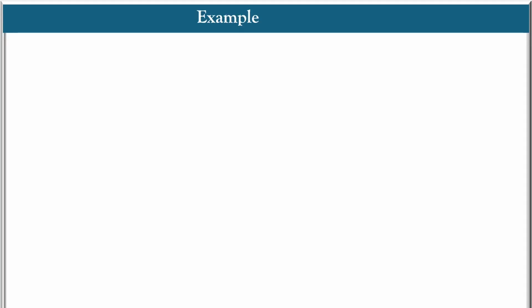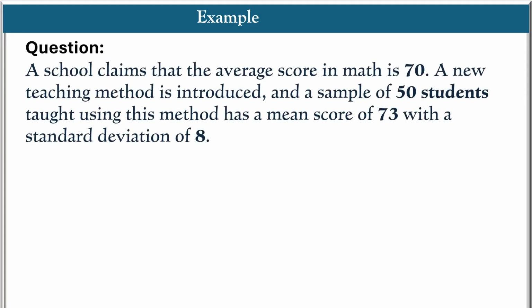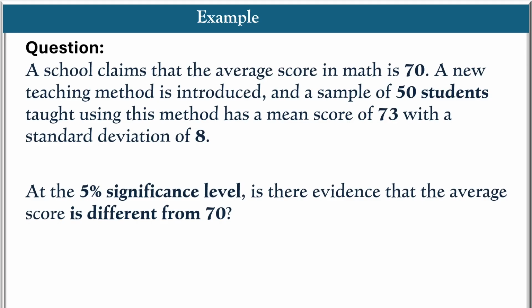So let's take one example of hypothesis test, then try to solve it manually. Let's go through the steps and solve it manually. So this is the question. A school claims that the average score in math is 70. A new teaching method is introduced and a sample of 50 students taught using this method has a mean score of 73 with a standard deviation of 8. At the 5% significance level, is there evidence that the average score is different from 70?